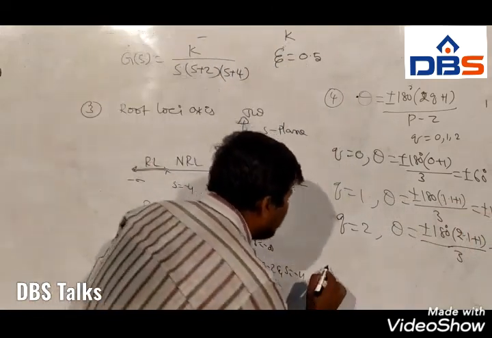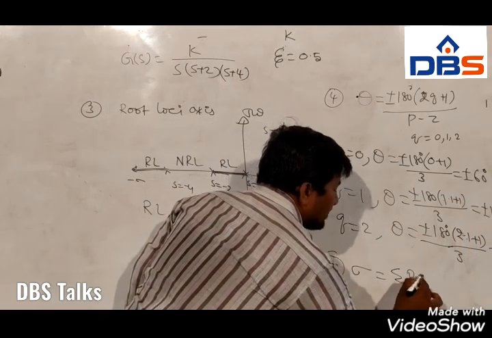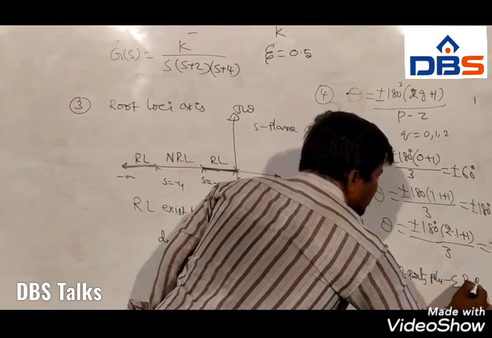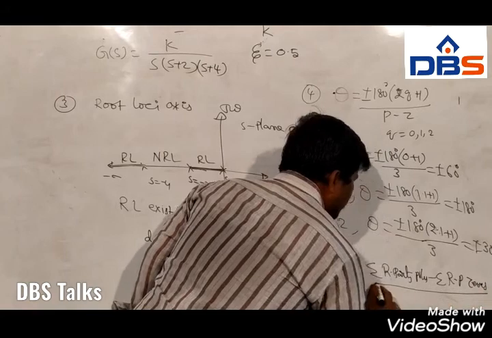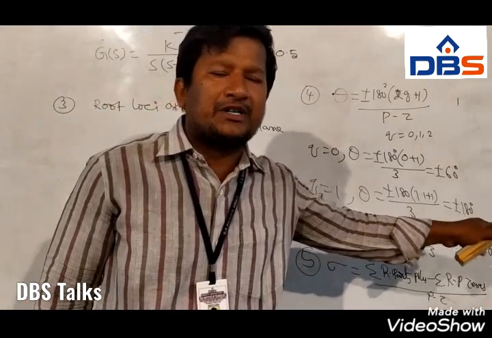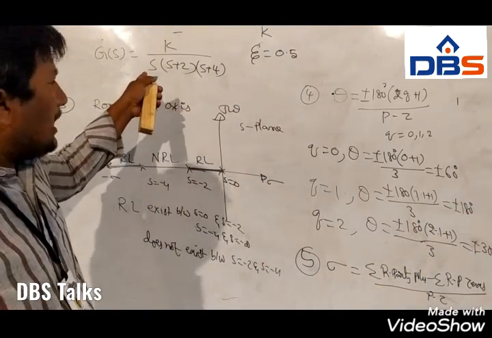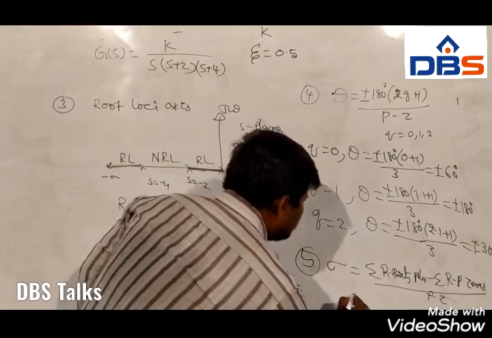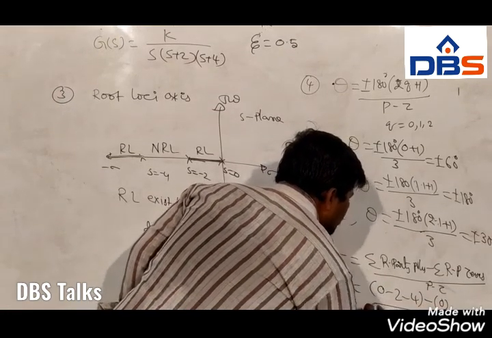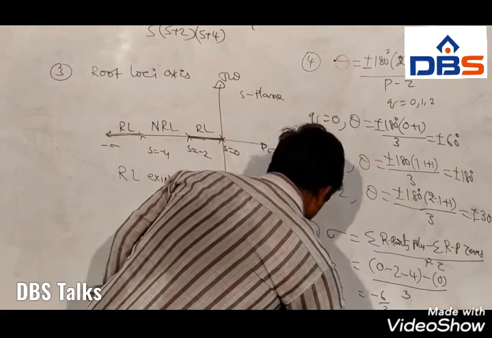Now go for the centroid. Centroid is nothing but the sum of real parts of poles minus the sum of real parts of zeros, divided by P minus Z. So add all the poles, that is 0, minus 2, minus 4, minus the sum of zeros, there are no zeros, divided by 3. So minus 6 by 3, that is equal to minus 2.